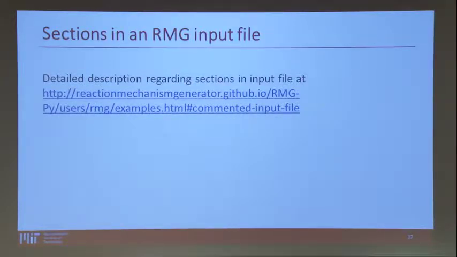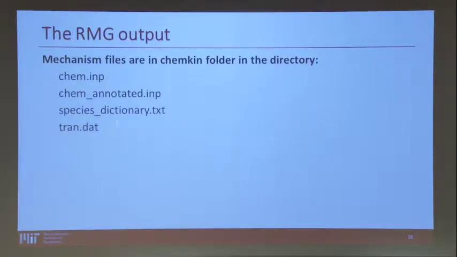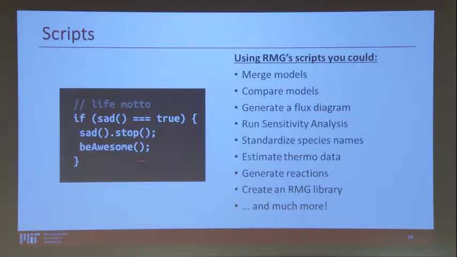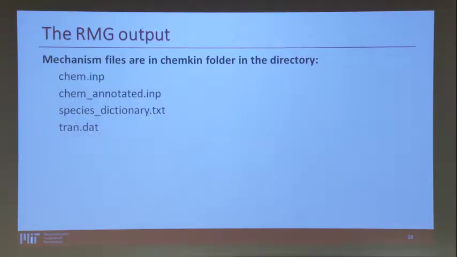Here's the GitHub documentation about how to make an input file. Here's what the output files will be. They're basically the chem.inp, which is like a Chemkin format input file, and then an annotated version that's easier to read as a human. It has a species dictionary, which for each species name has a picture and an explanation, so it helps humans know what the model is really saying. And it has estimates of the transport properties, that's tran.dat.